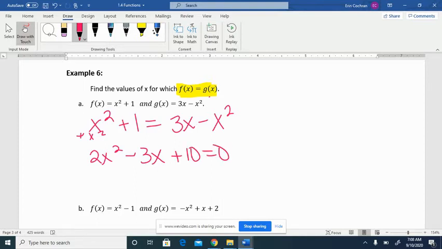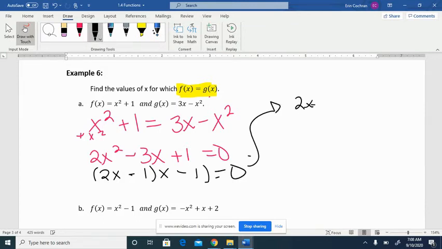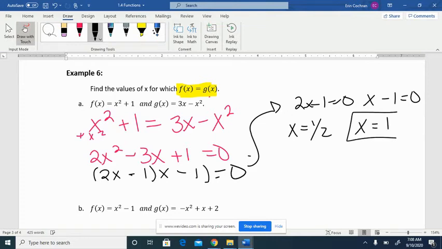So then for this one, I would try to factor again. Okay. I put a 10 there, sorry, equal. Okay. So let's go ahead and factor. So we have 2x and x, 1 and 1, and they need to be negatives. Okay. Now set each group equal to 0. So we have 2x minus 1 equals 0 and x minus 1 equals 0. So x would equal 1/2 and x would equal 1. So the x's need to be 1/2 or 1 to see when f of x would equal g of x.